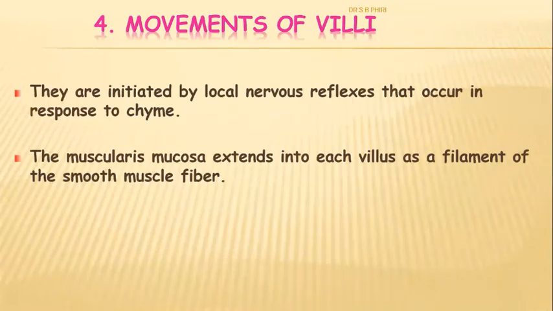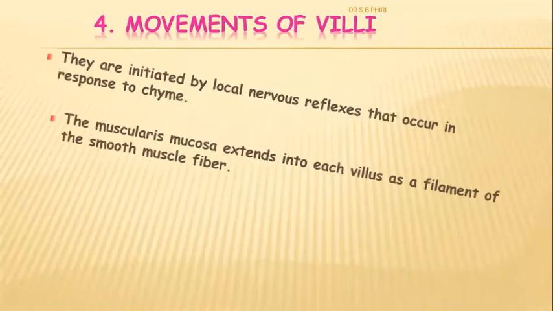Movement of the villi. The villi can also move. Those finger-like projections associated with the mucosa also have special types of movements. They are initiated by local nervous reflexes that occur in response to chyme. So chyme, again, is acting as a stimulus to cause local reflexes that will produce movement of the villi. The muscularis mucosa extends into each villus as a filament of smooth muscle fiber. These are the ones that are going to initiate the villi to contract.